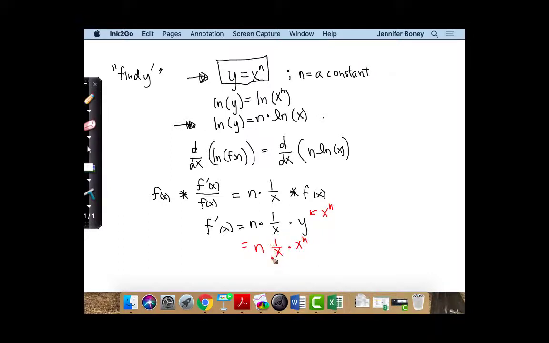And since 1 over x is the same as x to the negative 1, this is n times, well, those are going to reduce a little bit. I've got 1 fewer power of x than I started with. 1 less than n is n minus 1.